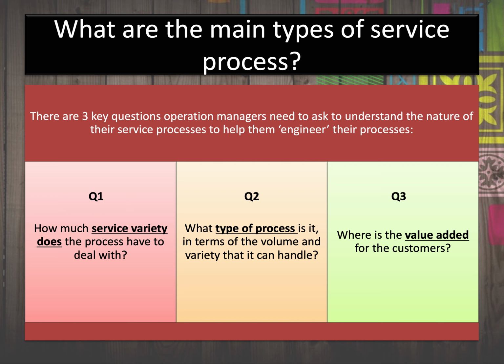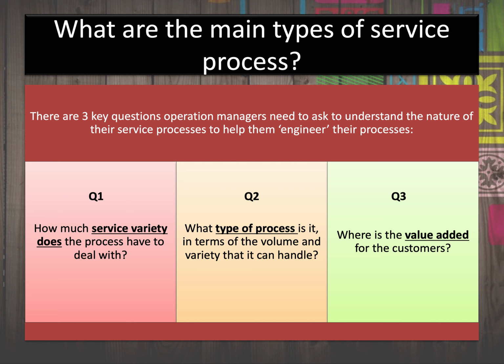So that will be the first question. The second question is, what type of process is it in terms of volumes and variety that it can handle? So now when you go back to your chapter 2, learning about the volume of people coming into your company, at the same time how much variety that you offer to your customer. Okay, so now how much can you handle? How much can your employee or your organization handle?